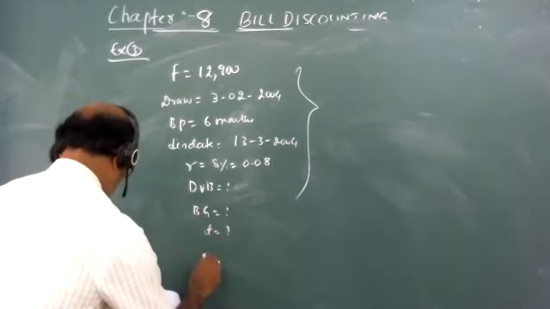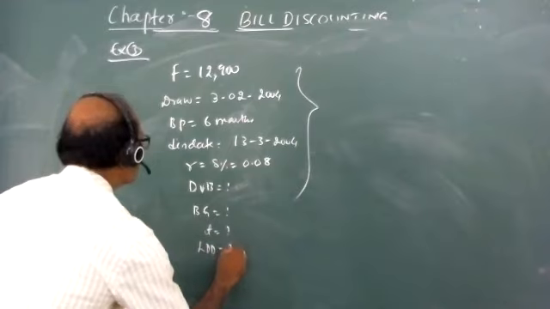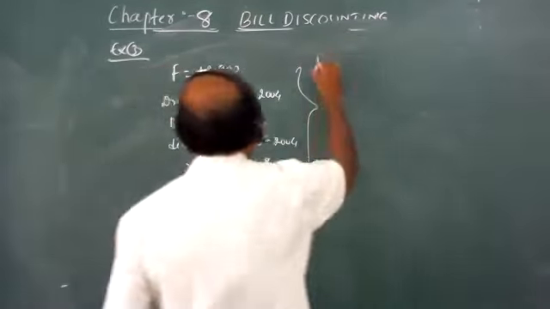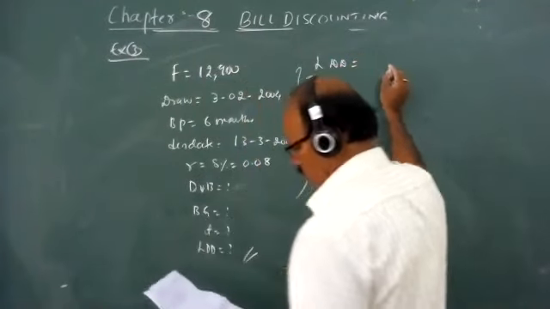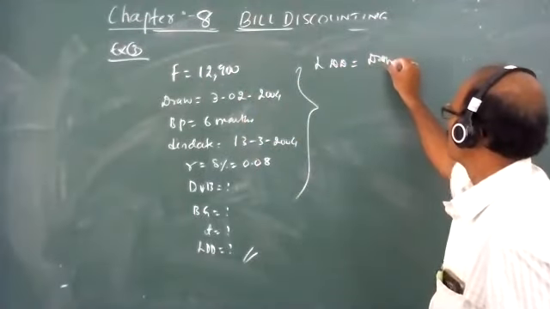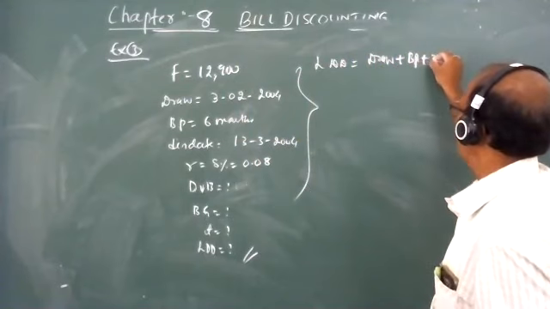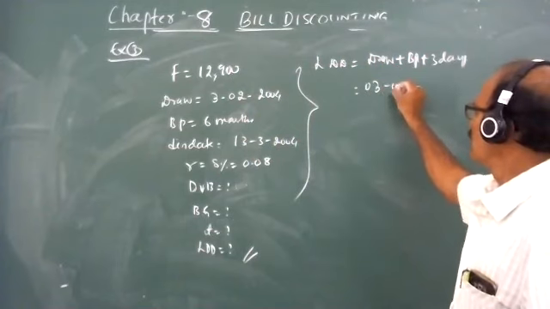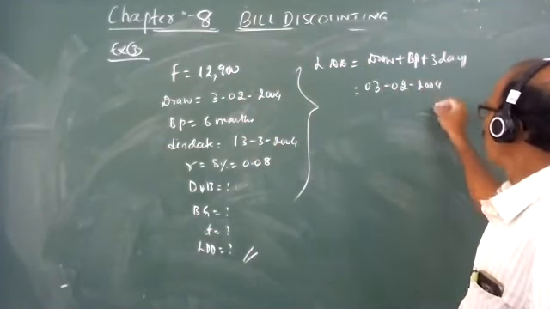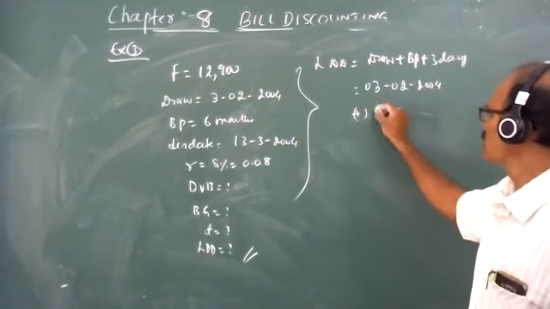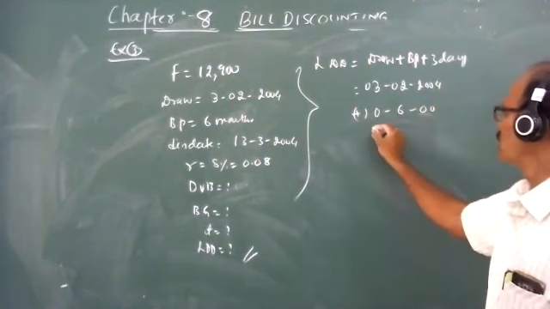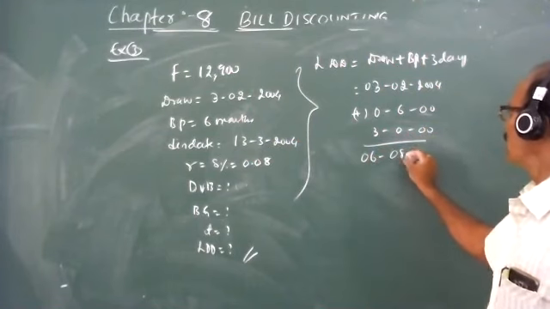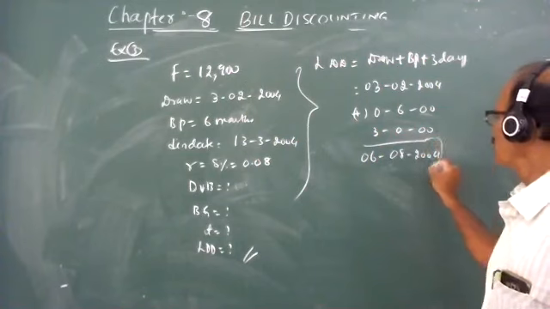But what is required for T? Required is LDD. Both required. Now, how to calculate LDD? What you will do is draw date plus bill period plus 3 days grace. Draw date 3 February 2004 plus 6 months, plus 3 days grace. That becomes 6/8/2004.